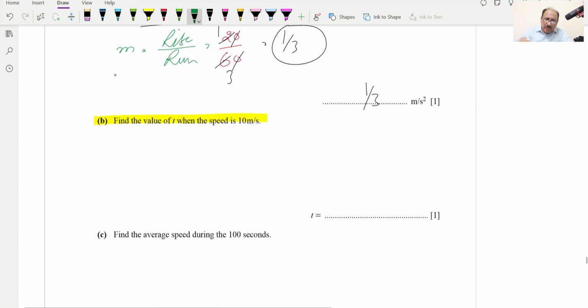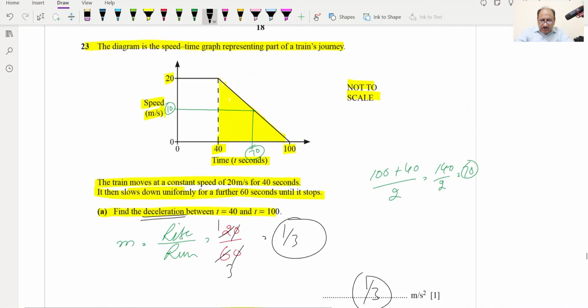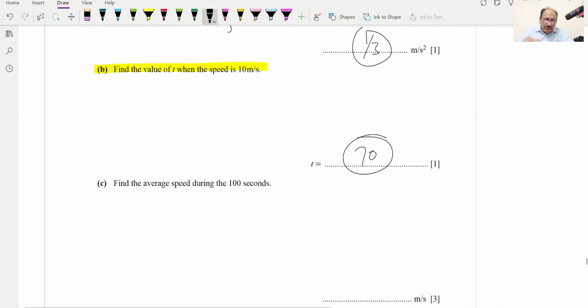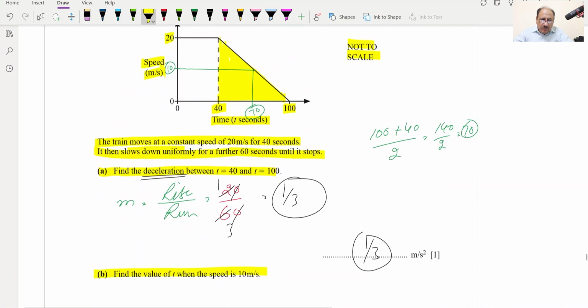This is also a 1 mark part, so no working is required, but I have explained from the drawing over here how we got 70. Then find the average speed during the 100 seconds. For that we'll require the area under the graph. The area under the graph has two shapes.